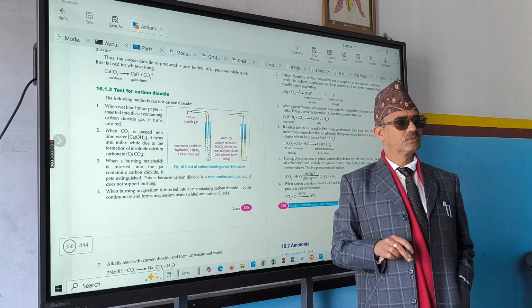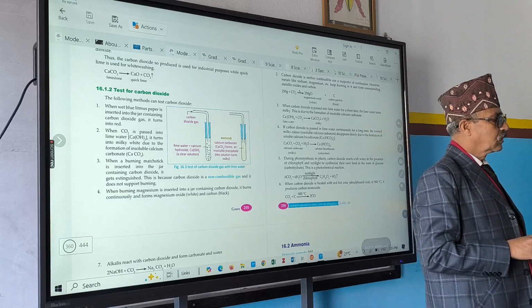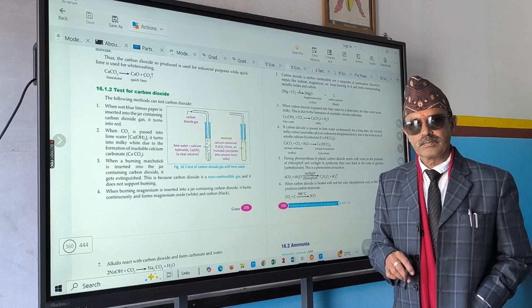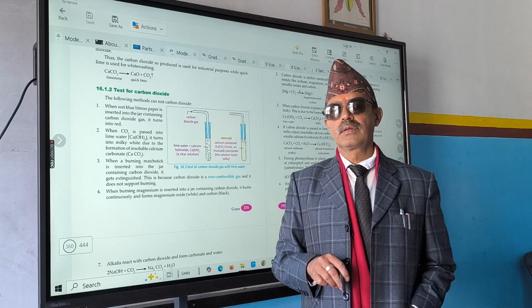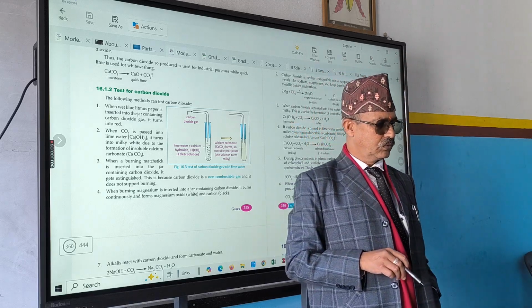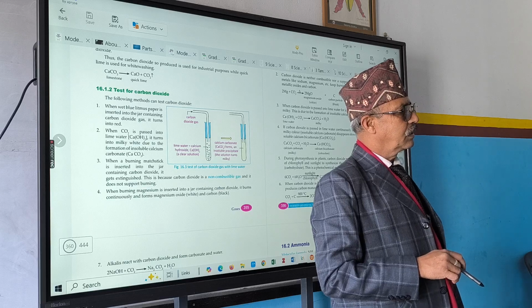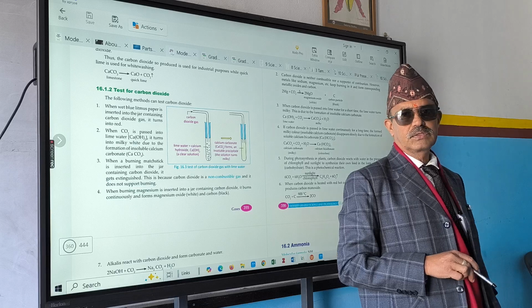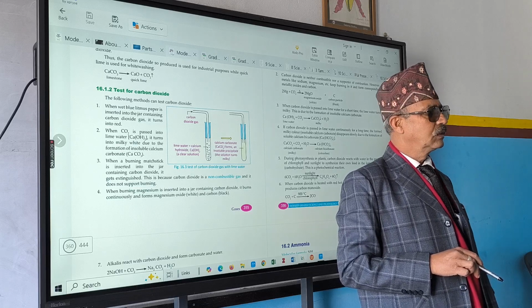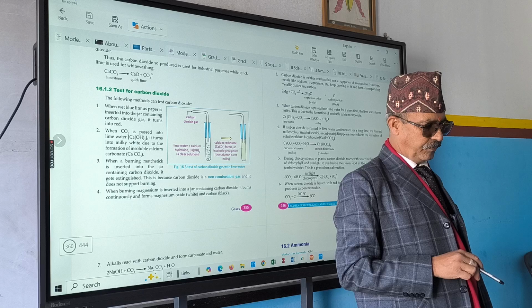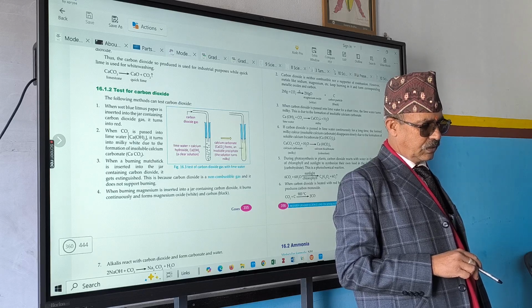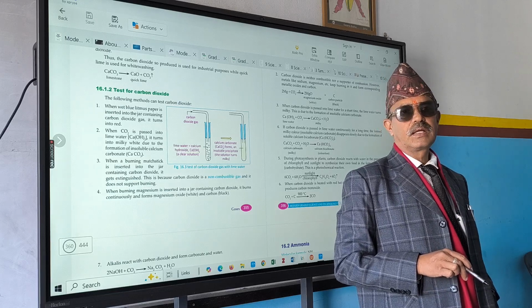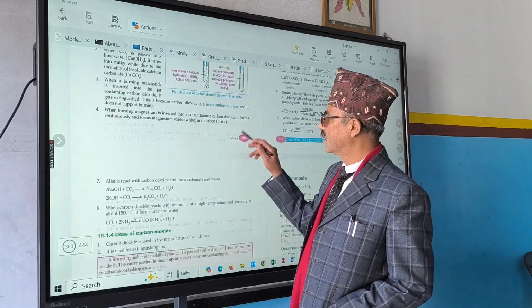Define the following terms and mention their uses too. The first is carbogen, C-A-R-B-O-G-E-N. Second, dry ice. Carbogen and dry ice. Done.